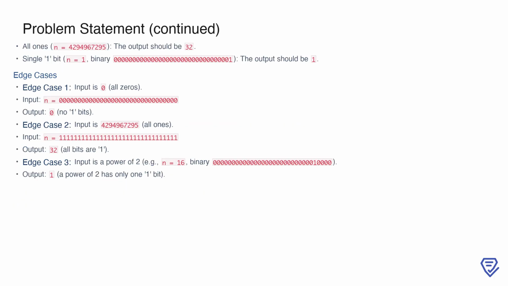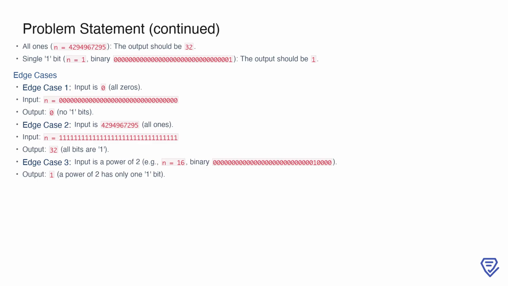Let's also discuss a few edge cases. For an input of 0, which is represented as all zeros, the output is 0 because there are no 1 bits. On the other hand, for an input of 4294967295, which is represented as all ones, the output is 32 because all 32 bits are 1.